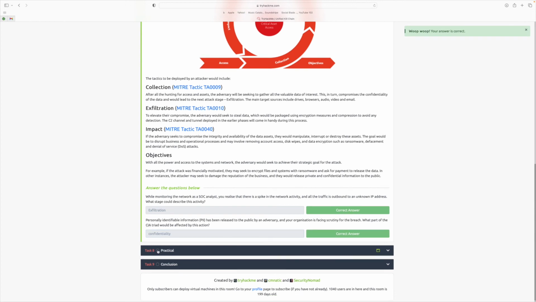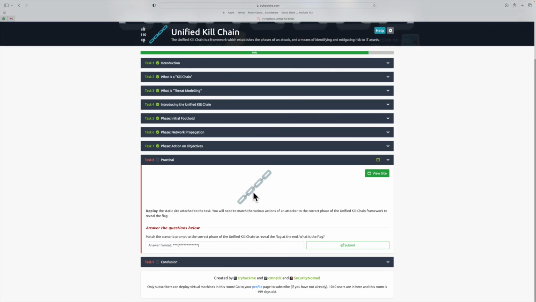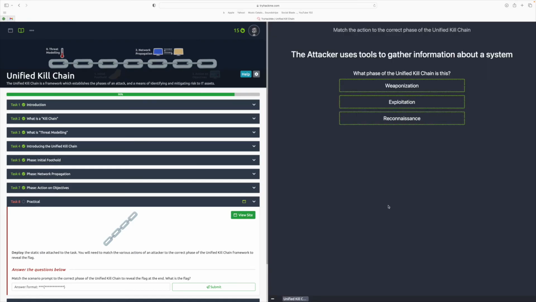Now let's go to task 8. For task 8, we're going to deploy this site. Click on View Site. And now we're going to answer these questions. The attacker used these tools to gather information about a system. What phase of the unified kill chain is this?